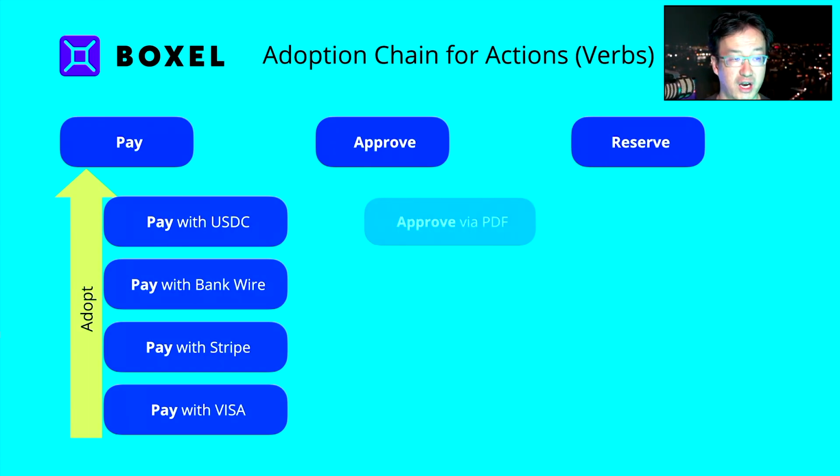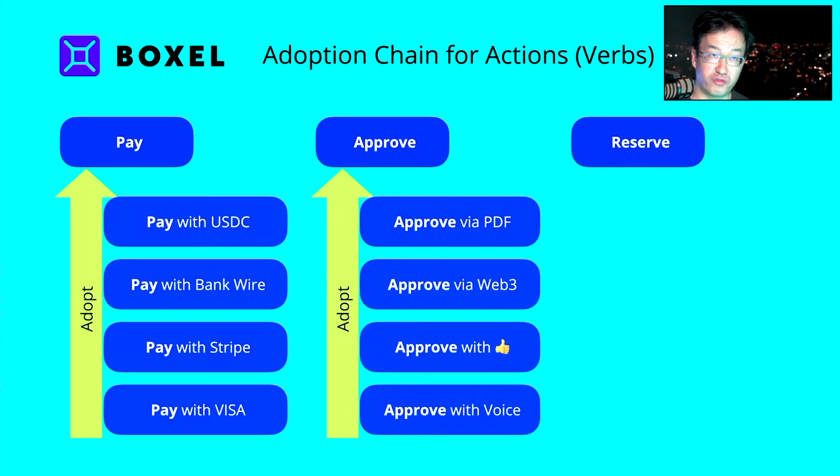Now, it applies to other actions like approve. You can approve in a simple way with a PDF. You can also approve with a Web3 signature, something that requires a private key to sign. You can reply with just a thumbs up in a Slack message, or you can approve with your voice, with a voice print that's checked against the previous database to make sure that you are the person saying a particular word to make that happen.